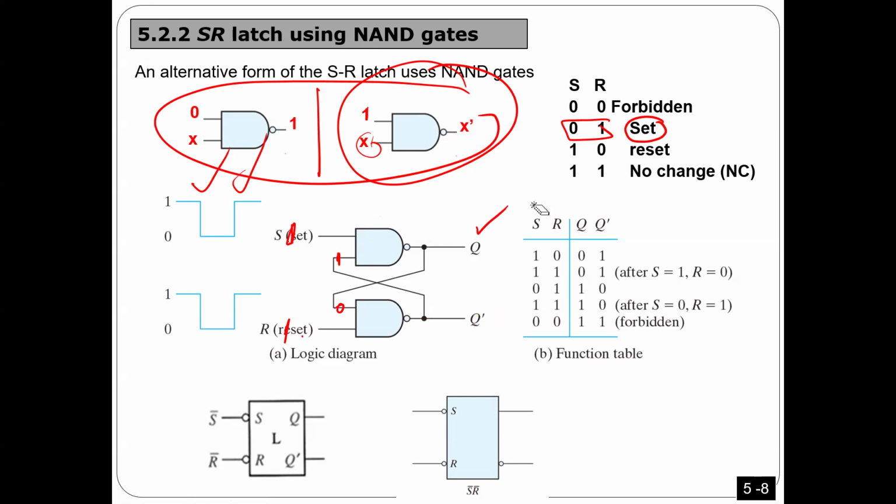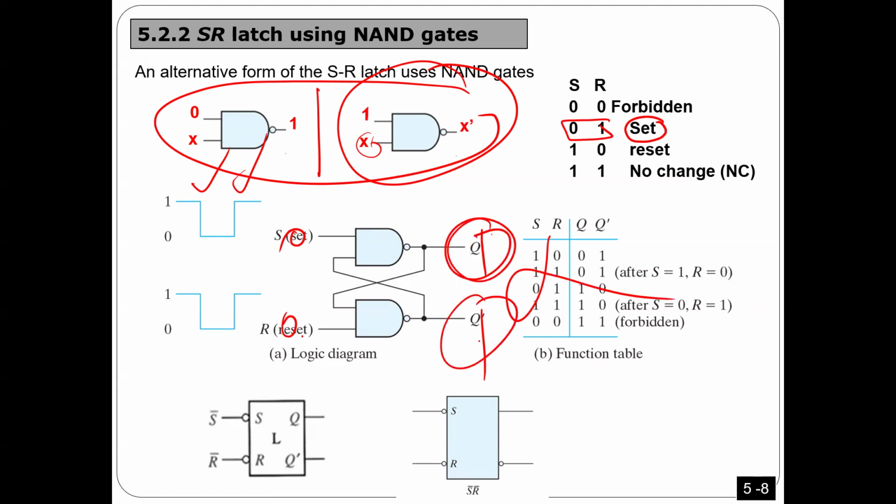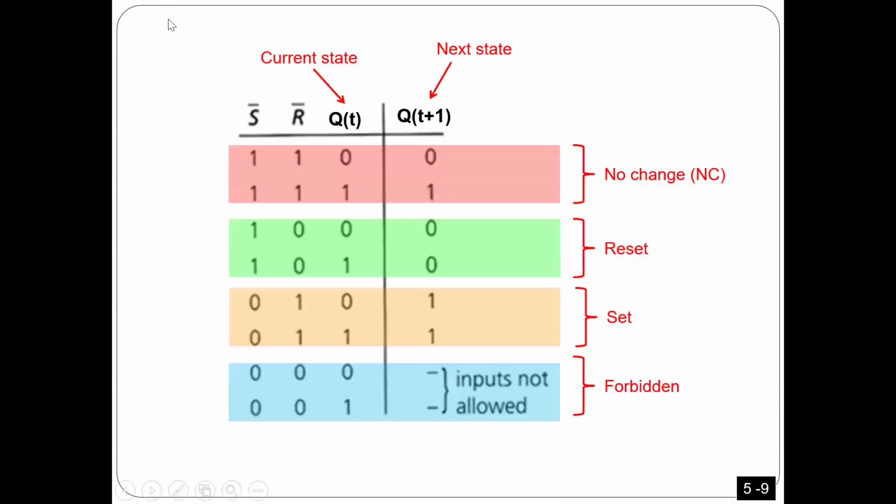What is the forbidden case here? The forbidden case here is actually 0, 0, not 1, 1 like the previous one. Because 0, 0 will give you 1, 1, which is forbidden. Why is it forbidden? Because these outputs should always be complements of each other. It doesn't make sense to have 1, 1 or 0, 0. Okay? Any questions? Everything here is almost the same.